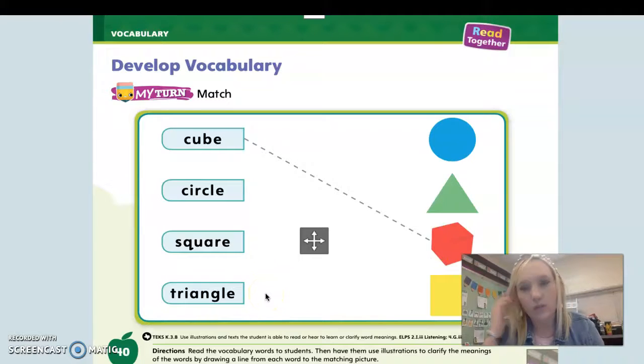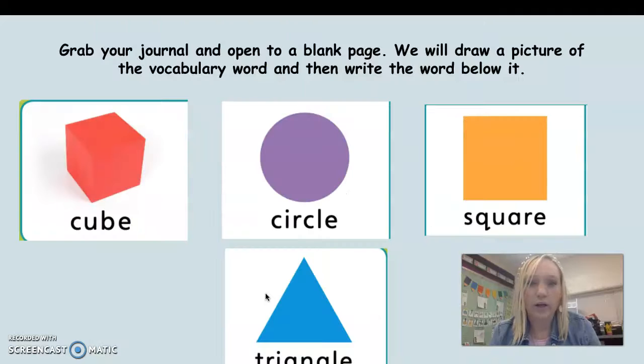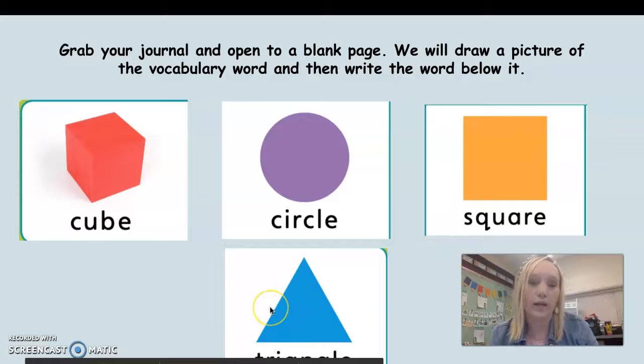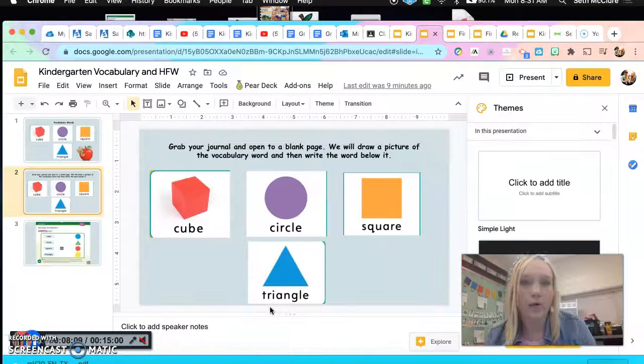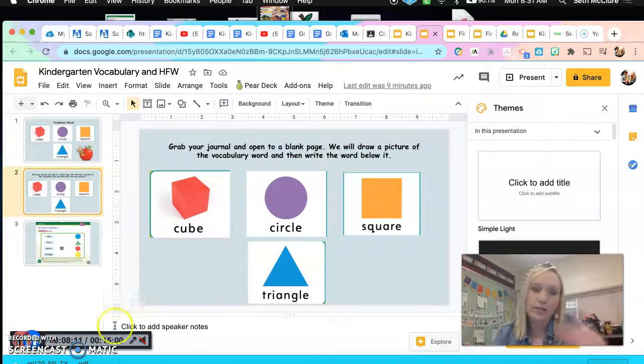All right, let's go ahead and review these words one more time. What is this word right here? Remember what this is called? This is a cube. Very good. What is this word? Circle. What is this word? Square. And what is the last word? Triangle. Awesome.